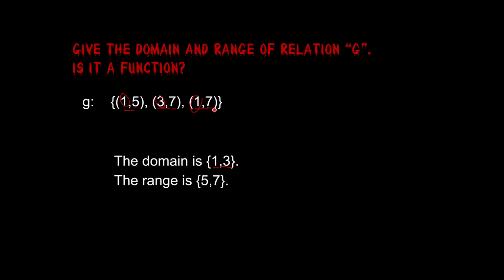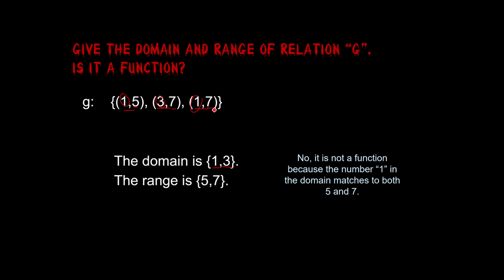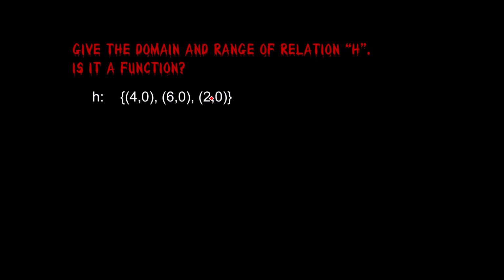When you look at this, does this meet the definition or criteria to be a function? No, it does not, because 1 is not allowed to match to two different things. In a function, 1 can only match to one thing, 3 can only match to one thing. So over here, as soon as 1 matches to the 5 and the 7, I know it's not a function. How about that? Can you give the domain and the range and tell me if it's a function or not?